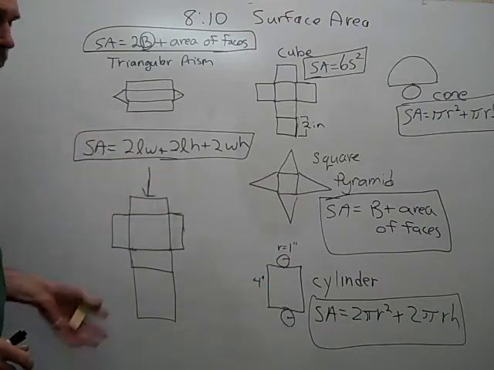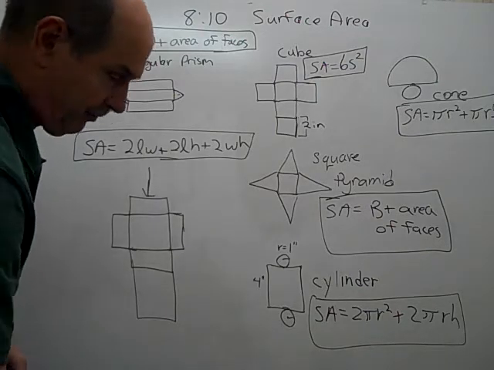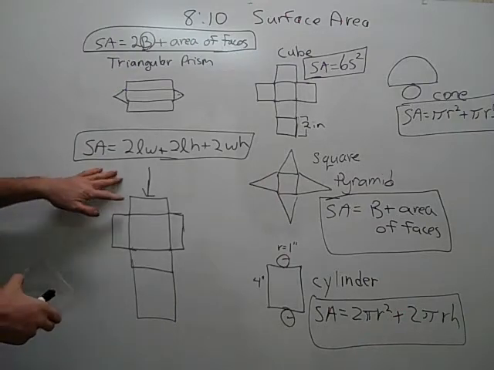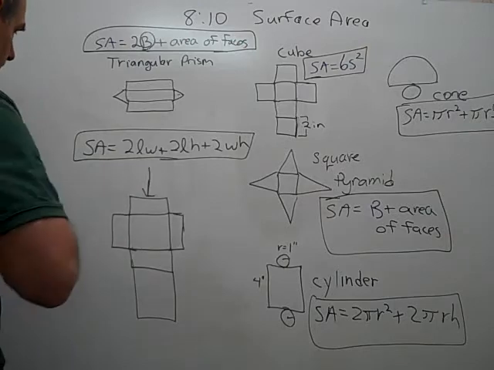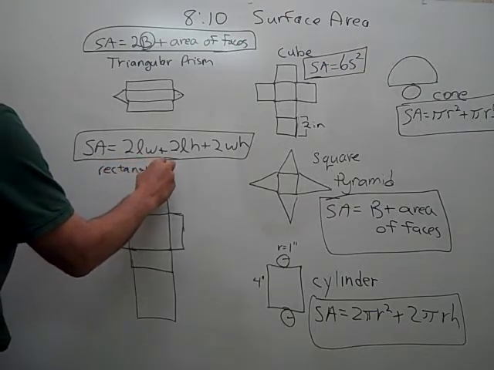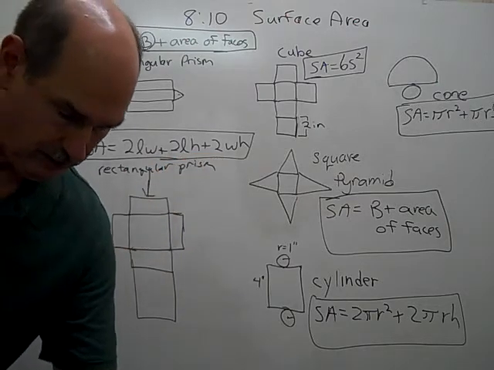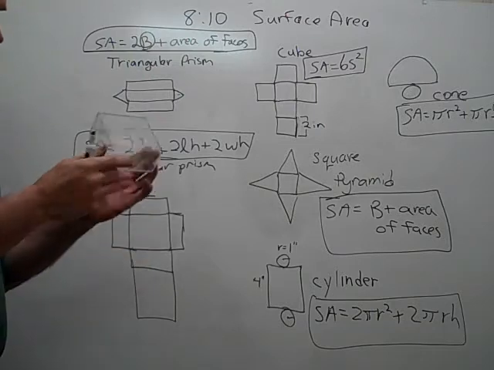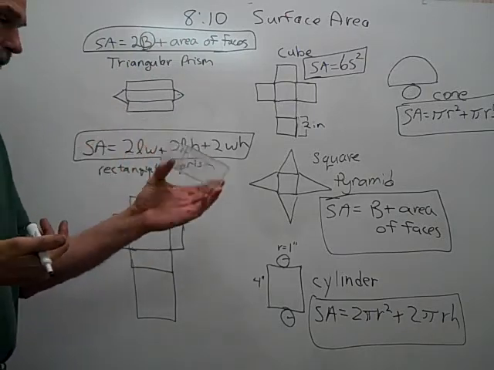I'm going to do a couple demos with some of these, but not all of them. So I'm going to take a couple easy ones and one that's more complicated. To find the surface area of, this is called a rectangular prism. I forgot to write the name up. You can put it up here. Rectangular prism. Because all the sides are rectangles, that's why it's called a rectangular prism.